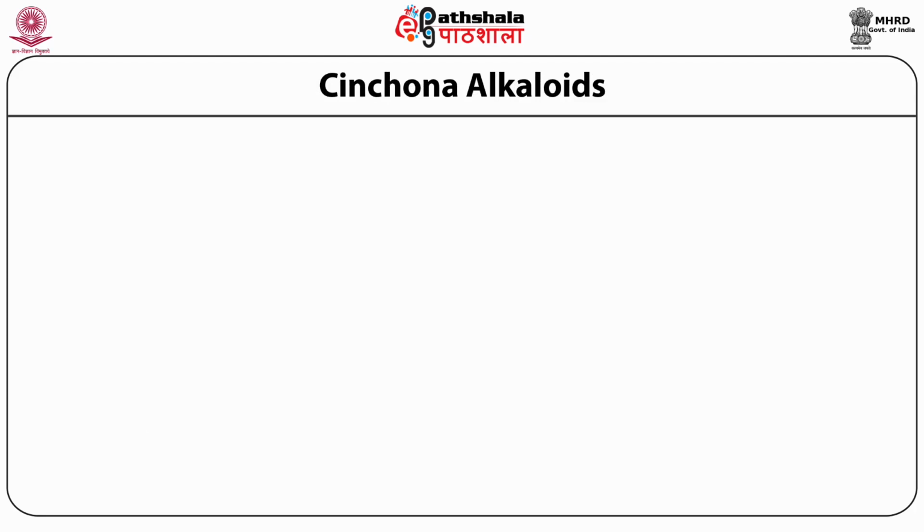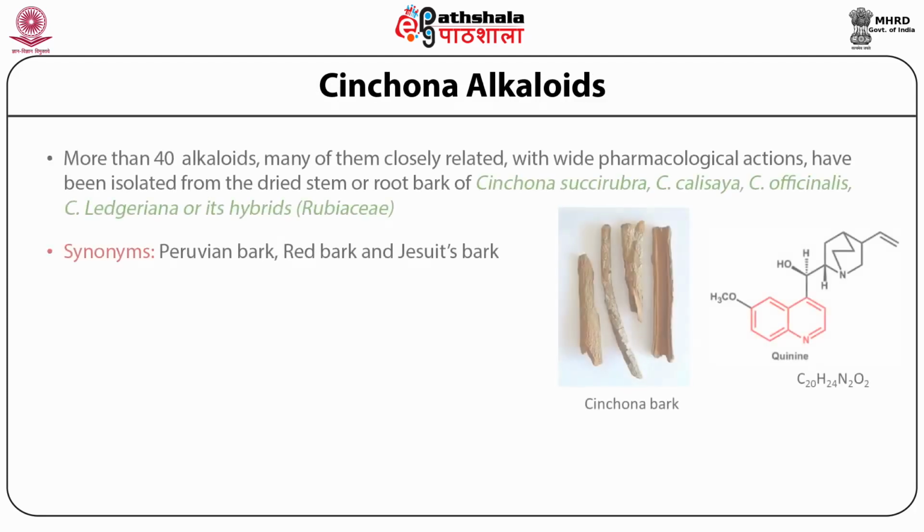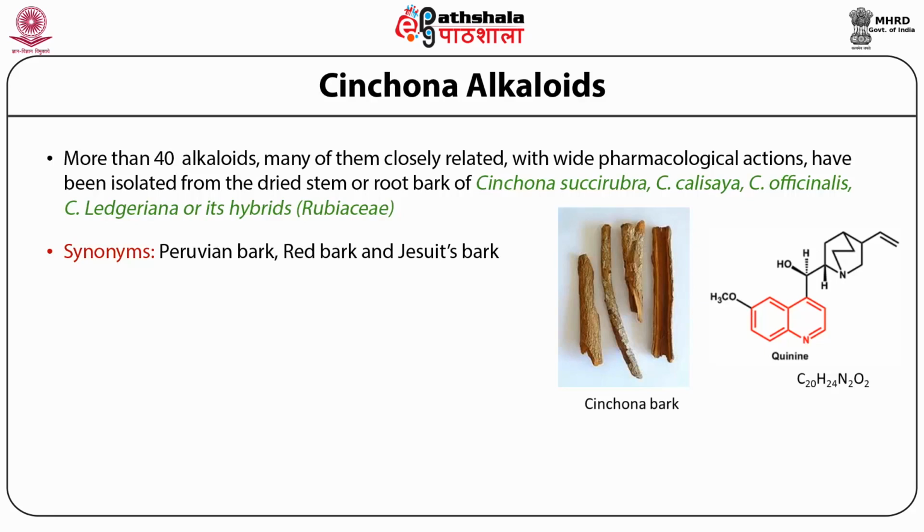Let's now go to the study of individual alkaloids. First one is cinchona alkaloids. There are more than 40 alkaloids that have been reported from cinchona. The cinchona, as we understand, is the dried bark from the stem or the root of Cinchona succirubra, Cinchona calisaya, Cinchona officinalis, or Cinchona ledgeriana, or its hybrids.